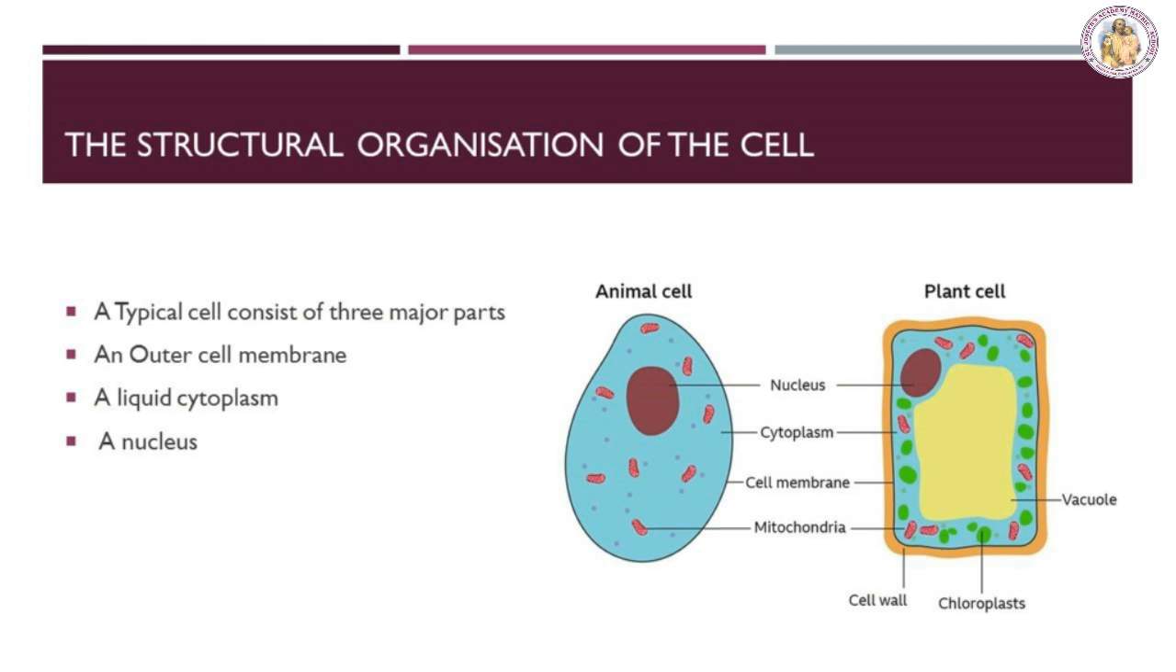The structural organization of the cell. A typical cell consists of three major parts: an outer cell membrane, a liquid cytoplasm, and a nucleus. Analogous to the body's internal organs like eyes, heart, lungs, organelles are specialized structures that perform valuable functions necessary for normal cellular operation. Many minuscule, that means extremely small, but distinct structures called organelles lie within the cell. So inside the cell there are minute organelles.